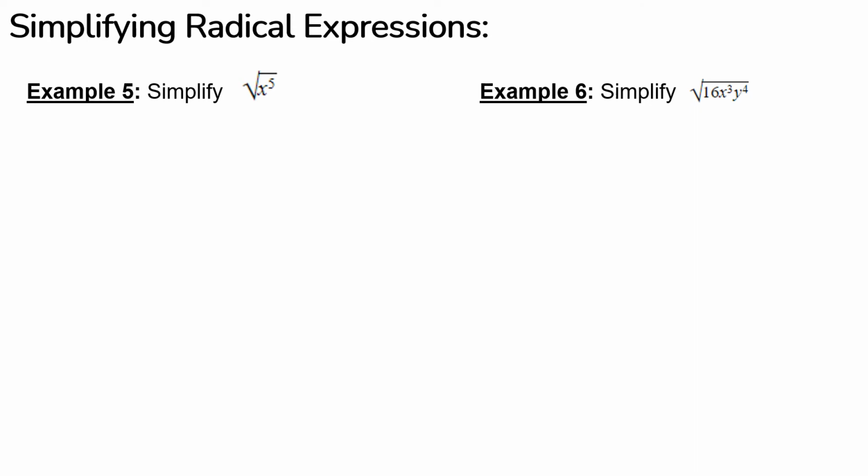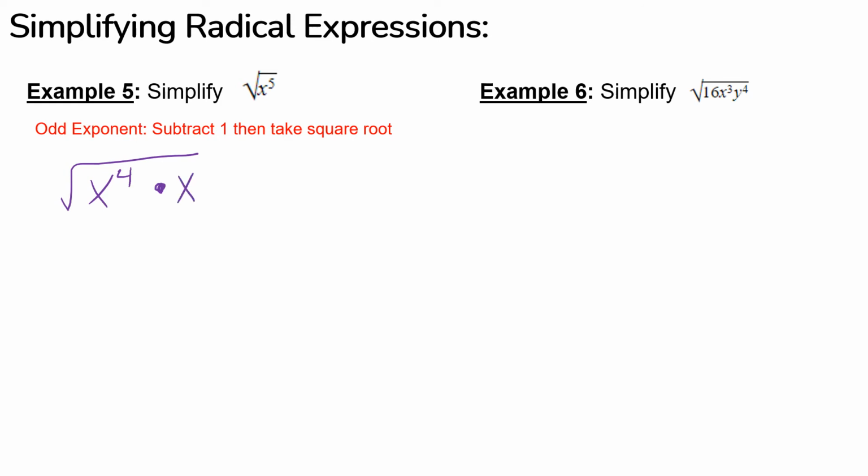All right, so let's take a look at these two examples here. We have variables for our base. If you notice, our first one right here has an odd exponent. Since we have an odd exponent, we simply subtract 1 from the exponent, or separate it, and then take the square root. What I mean is 5 minus 1 is 4, so I can rewrite this as x to the 4th times x to the 1st. And we don't put 1 for an exponent, so that's just x.